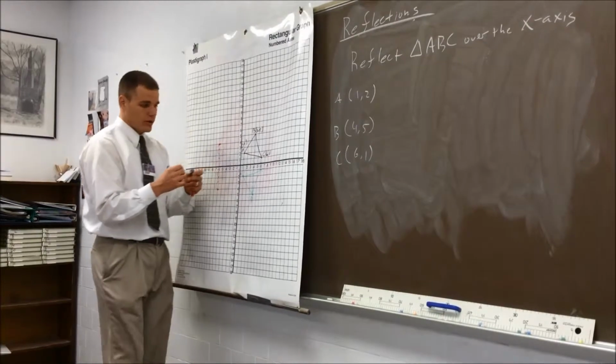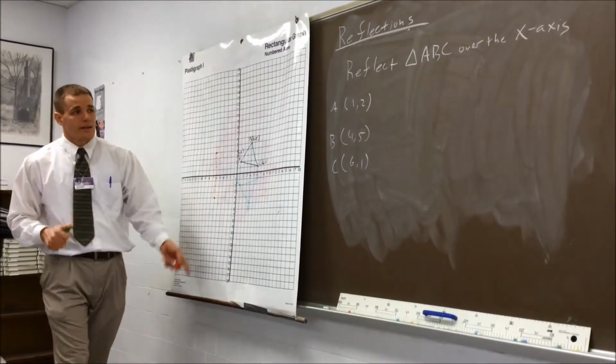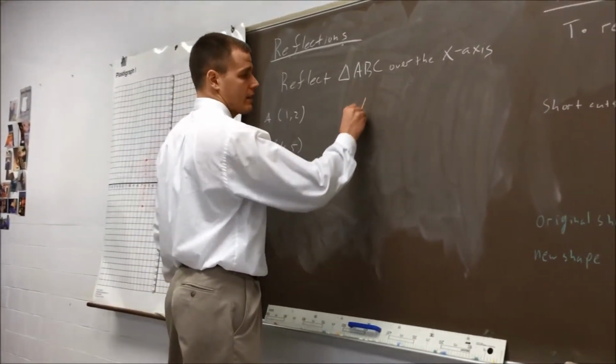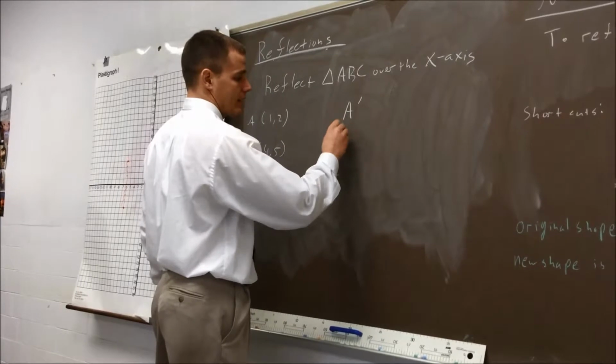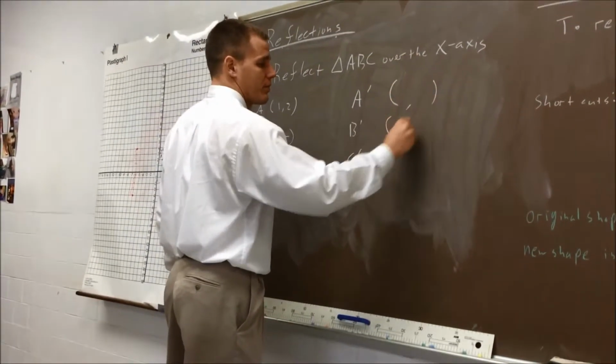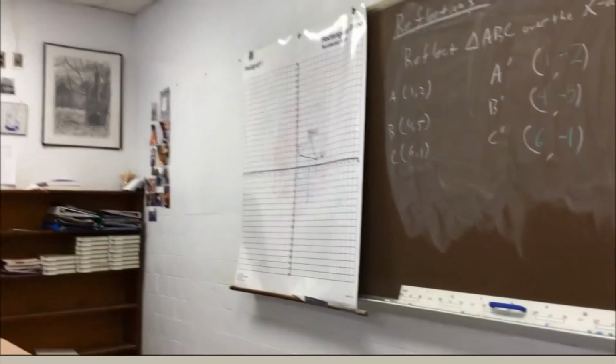And we're going to find the coordinates for those. So that's how we do it. Here are the coordinates for A, B, and C. I want you to take about 20 seconds here, and maybe 30 seconds. I want you to find the coordinates for A prime, B prime, and C prime, please. 30 seconds. Go.